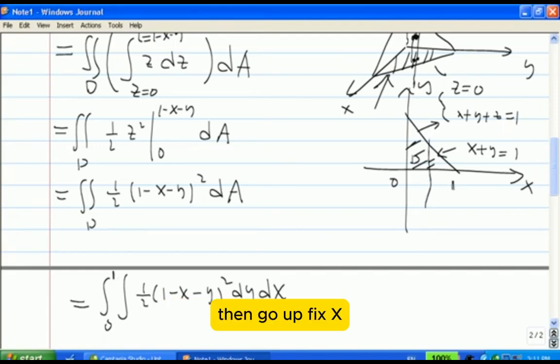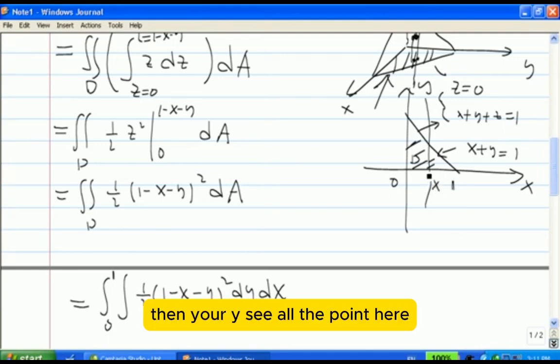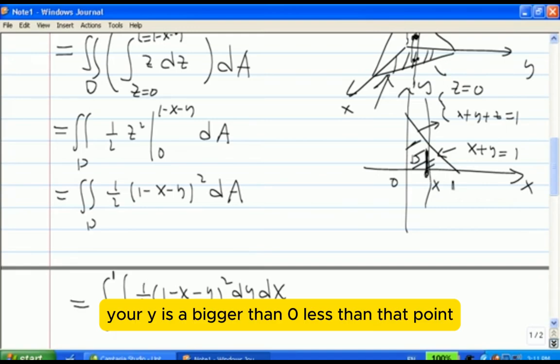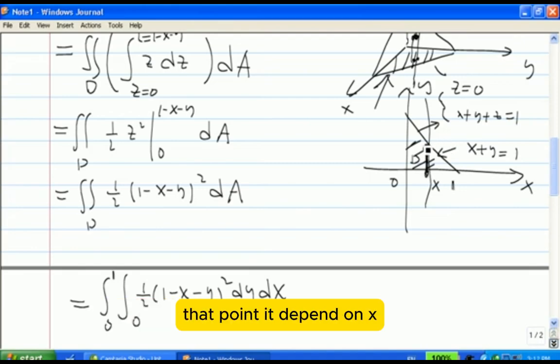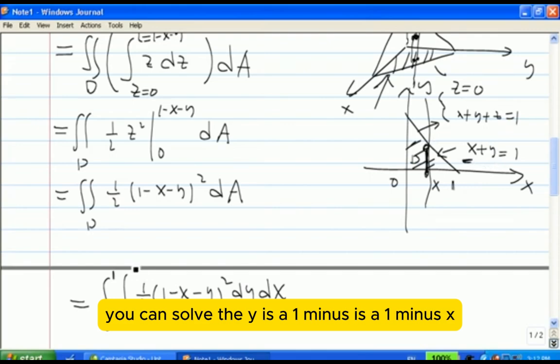Then go up, fix x. Then your y, see all the points here. Your y is bigger than 0, less than that point. Here it's 0, always 0. Less than that point, and that point depends on x. So for given x, you can solve that y is 1 minus x.